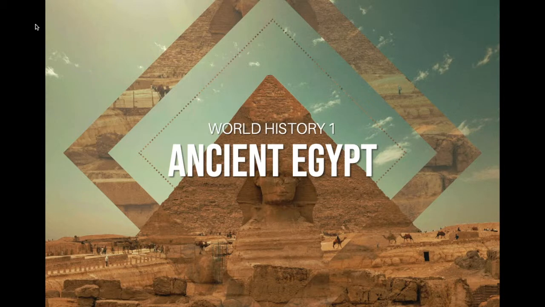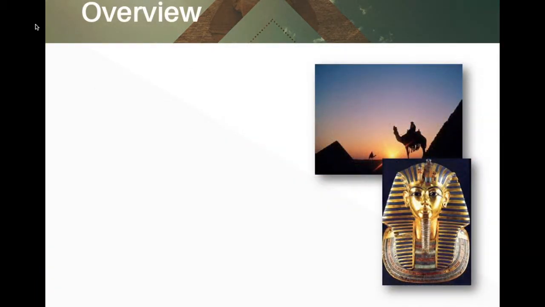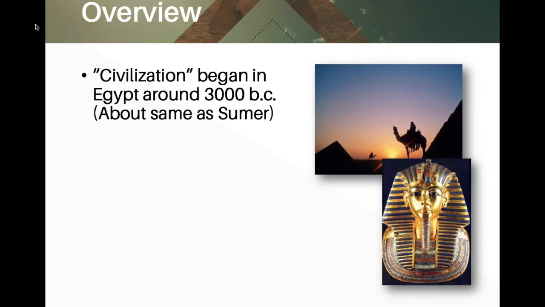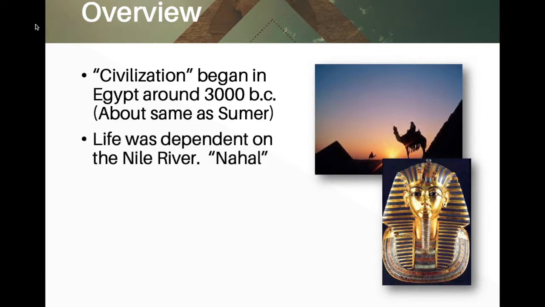So when we look at ancient Egypt, one of the first geographical features that you think of is the Nile River. The Nile River was of so much importance to ancient Egypt, because basically it was their lifeblood. So we see here, just for the sake of giving a date, we'll say around 3000 BC, roughly that time. And life was dependent on the Nile River.